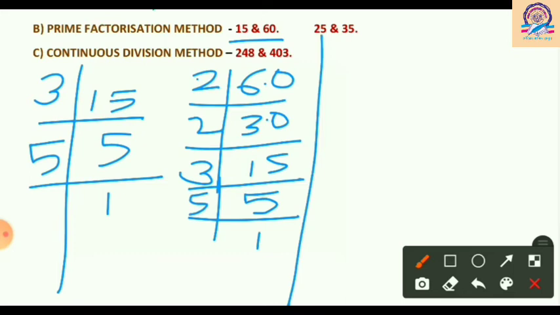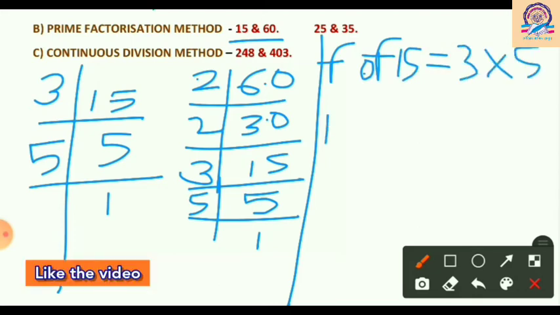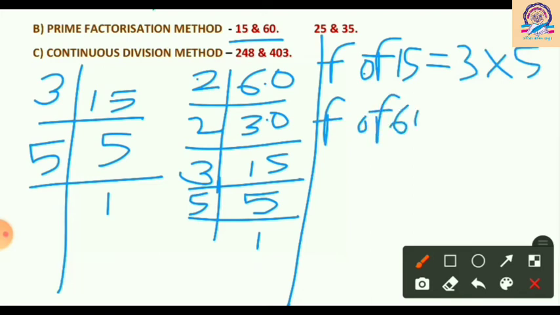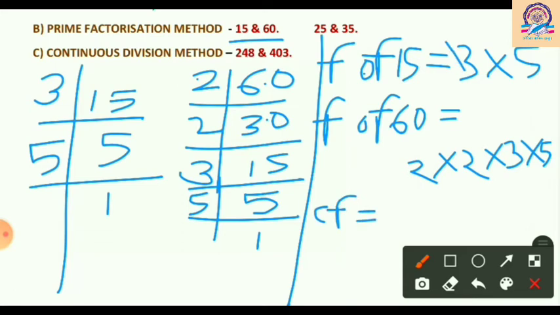Now we will write the factors of 15, which are 3 into 5. Now once again we will write the factors of 60. So the factors are 2 into 2 into 3 into 5. Now the factors are written here. So now we will pick out the common factors. Common factors are, here you can see, 3 and 5. So you can write here 3 into 5.